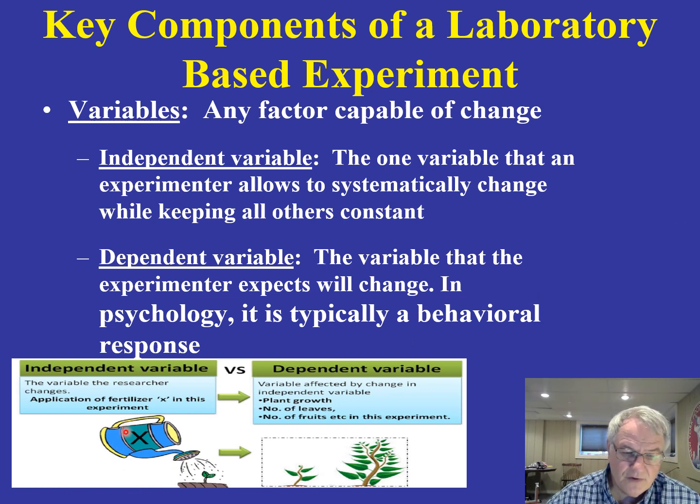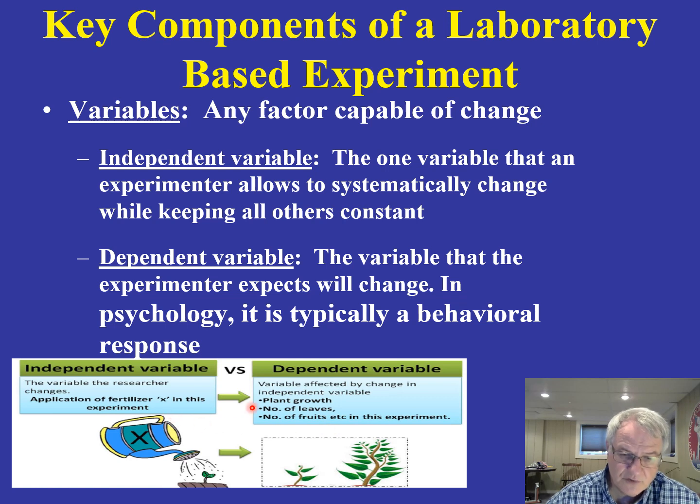The independent variable in this experiment, an experiment in which we're examining the effects of a particular fertilizer on the growth of a plant. Some of these plants are going to be exposed to this independent variable, the fertilizer, and some are not going to be exposed to the fertilizer. The dependent variable is the growth of the plant, the number of leaves that it produces, the number of fruits that are produced. This is the dependent variable.